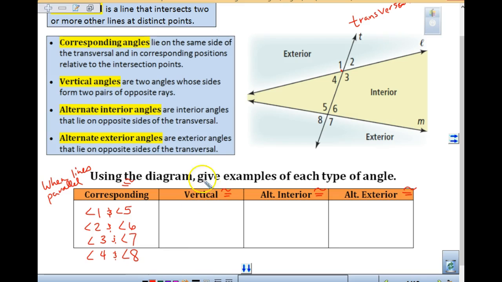Vertical. Ben, read the definition for vertical angles. Vertical angles are two angles whose sides form two pairs of opposite rays. I am going to tell you that one pair is angle 1 and angle 3. The sides make opposite rays, right? So this going off here and going off here would be opposite. 1 and 3. Angle 2 and angle 4. There are 2 more pairs. Angle 5 with what? And angle 6 with what?